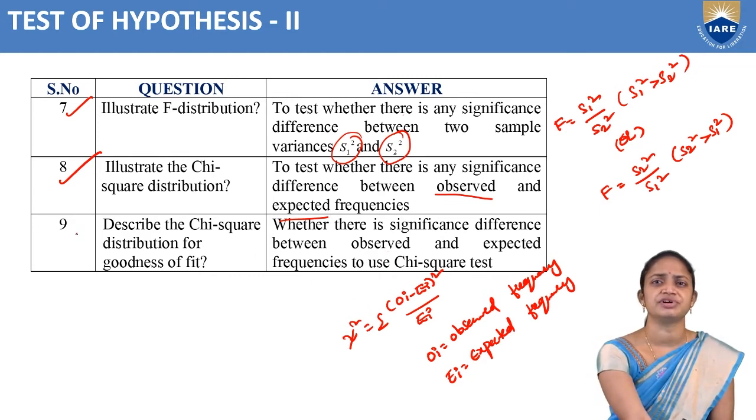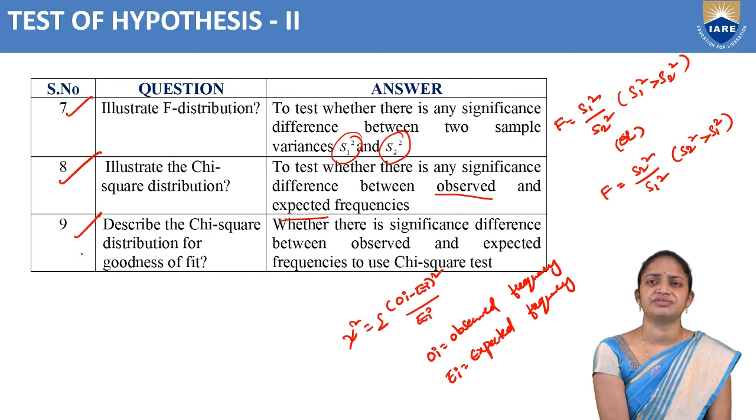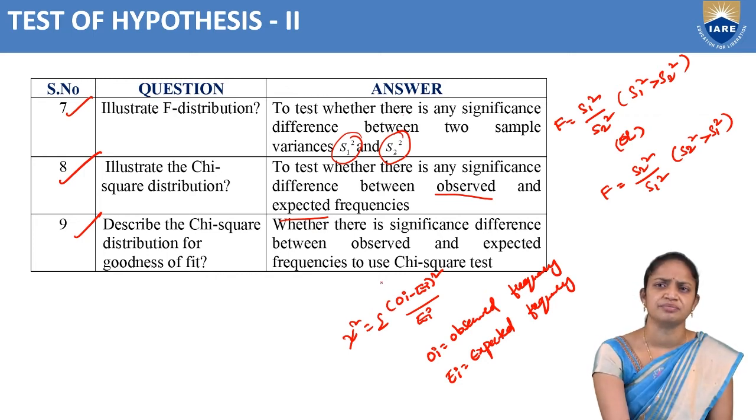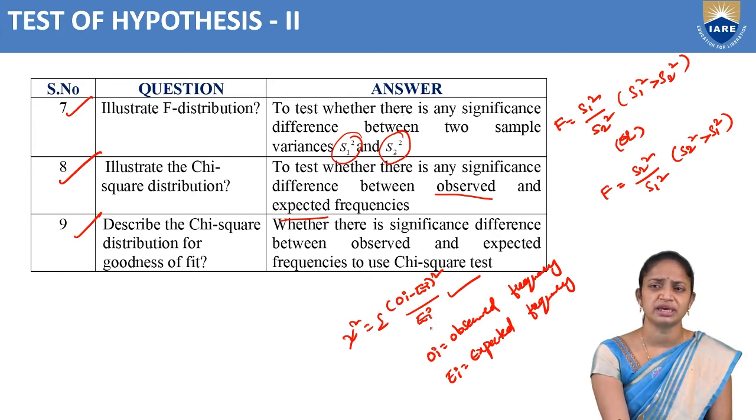Okay, so next question. Describe the chi-square distribution for goodness of fit. This is also the same. Whether there is any significant difference between observed and expected frequencies, we use the chi-square test. The formula is chi-square equal to summation of (Oi minus Ei) whole square by Ei. So this is the formula for chi-square distribution for goodness of fit.